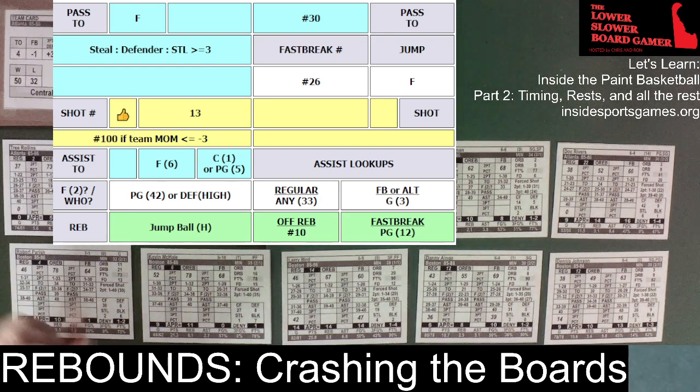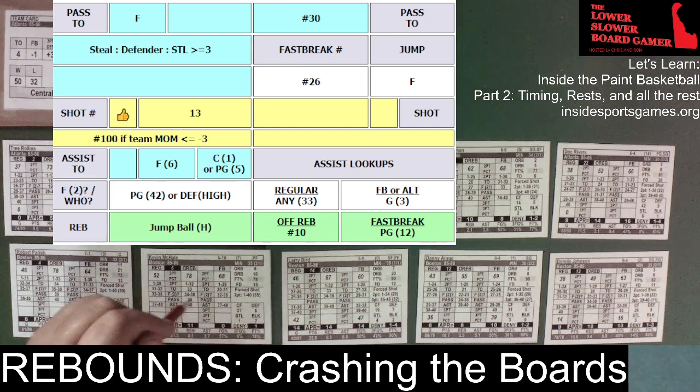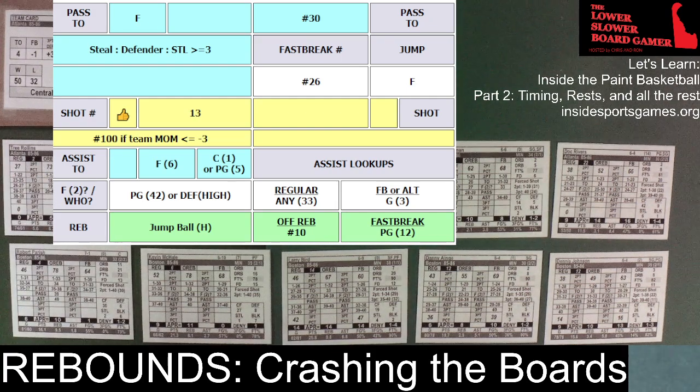Other rebound result possibilities you might see: jump ball. So 2 players wrapped it up. There was a jump ball, and the home team took possession of the ball, and then you're going to flip your FAQ and go to your next pass 2 right up there.